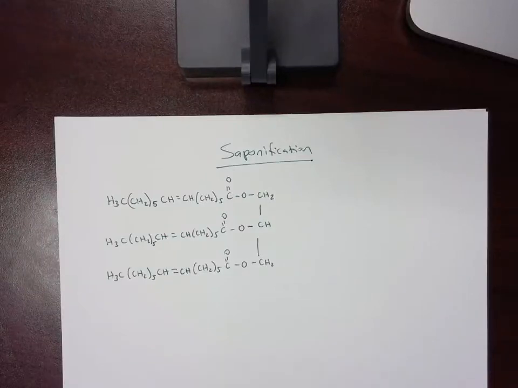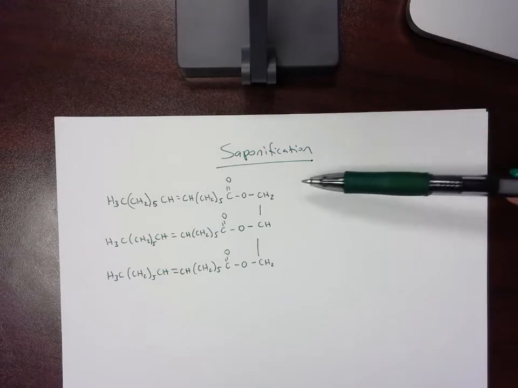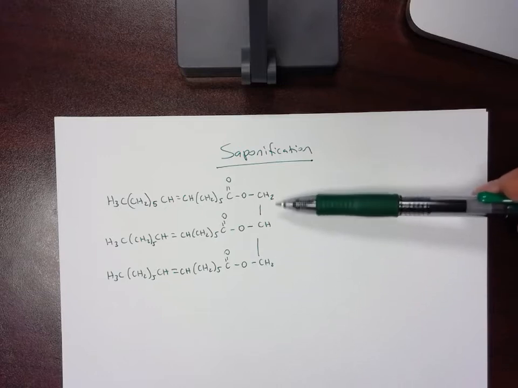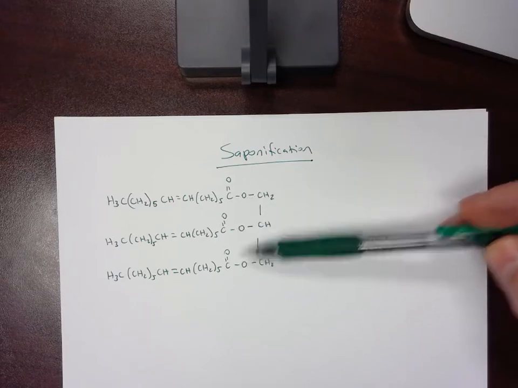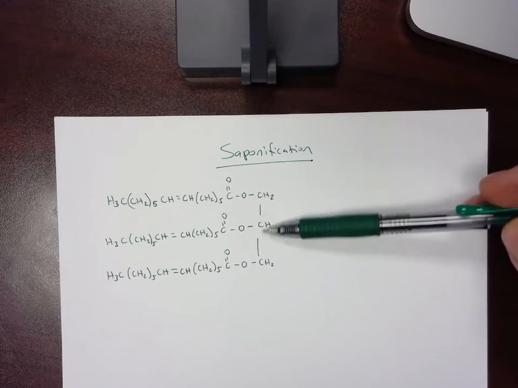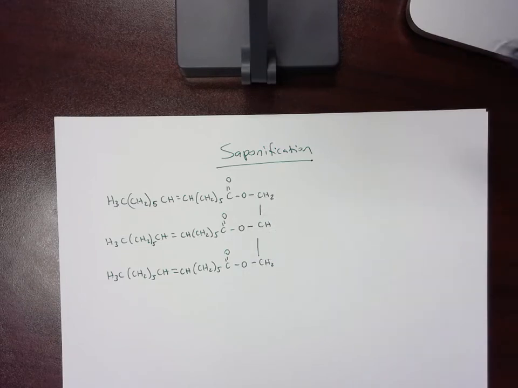Hello, in this video I'm going to go over two reactions, saponification and esterification. So what I have drawn here is a triglyceride. We know this is a triglyceride because there are three fatty acids and they're attached to a glycerol backbone. So it's a triglyceride.